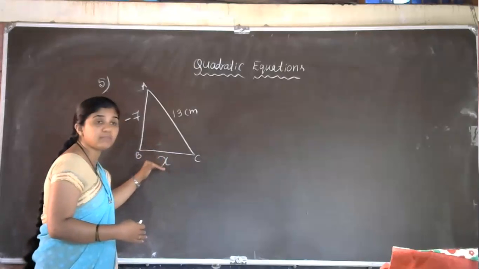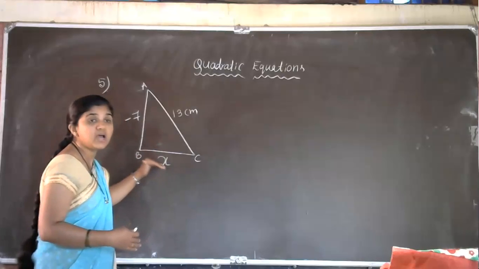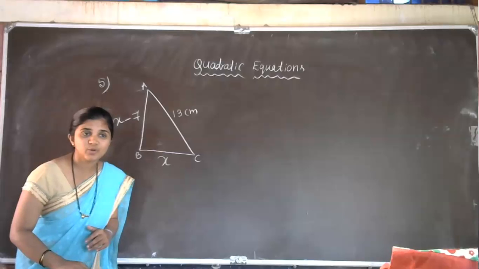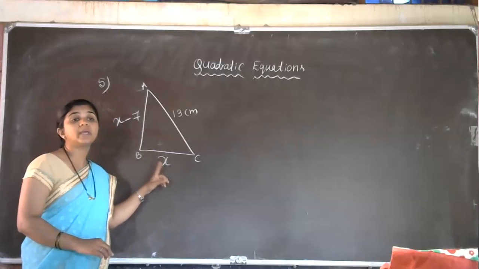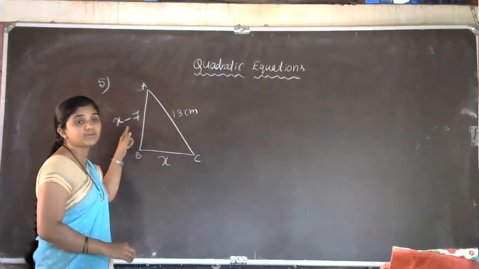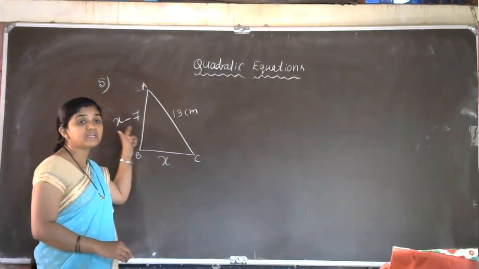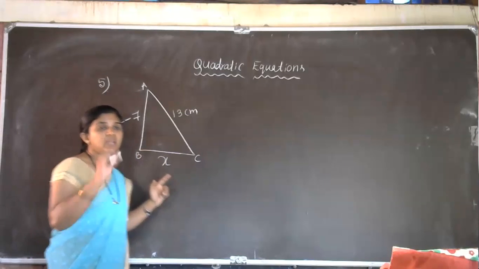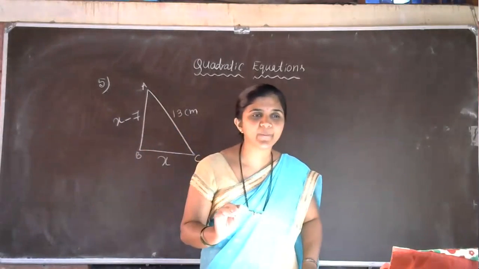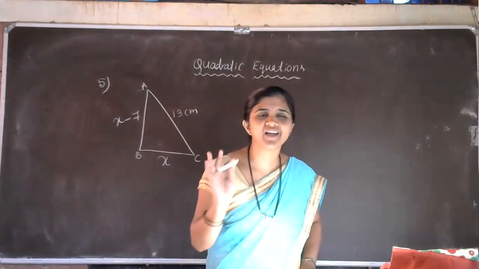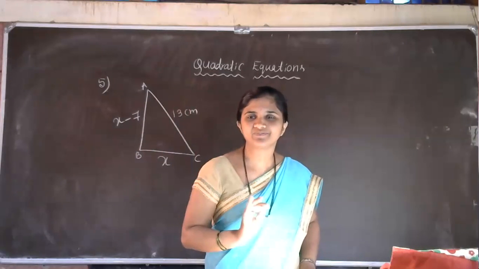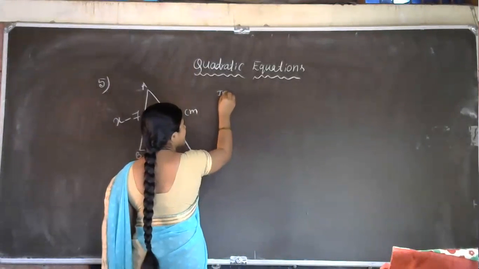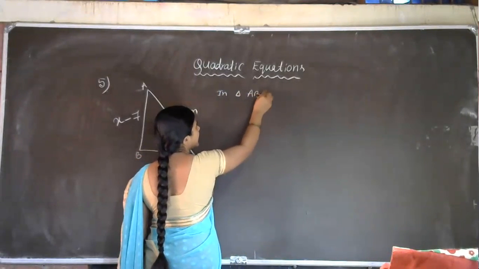So we are taking base as x, then altitude is x minus 7. Got the idea of this problem, students? We are taking the unknown base as x, then according to the statement, the altitude is 7 centimeter less than its base. Then we have to find the base measurement. Now which concept do we have to apply here? It is very clear, right? A right triangle, in the sense what? Yes, Pythagoras theorem. Now we have to apply Pythagoras theorem in triangle ABC.